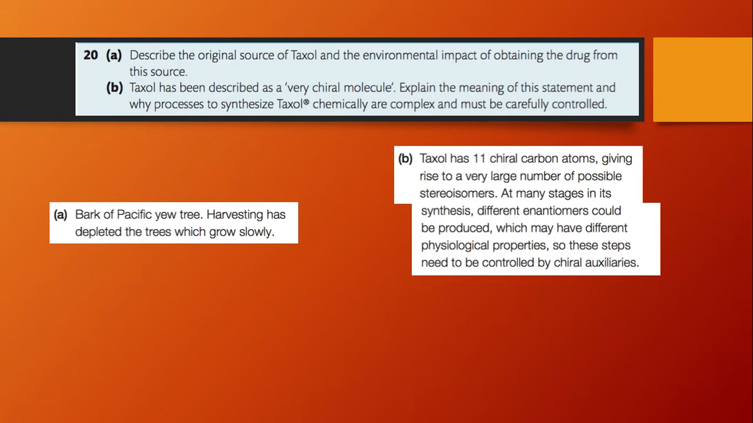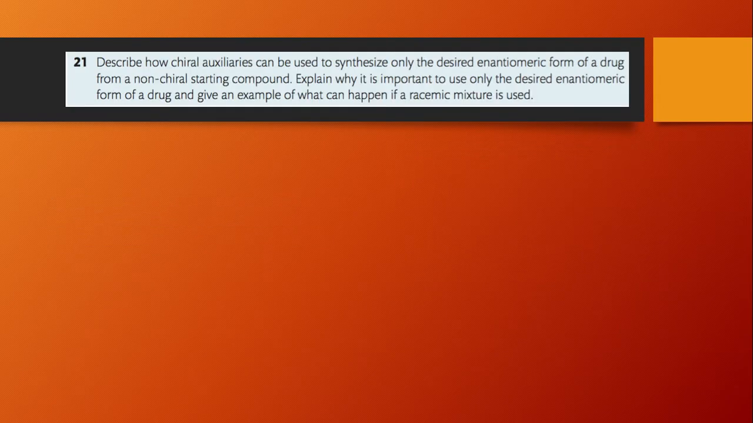At many stages in its synthesis, different enantiomers could be produced which have different physiological properties, so these steps need to be controlled by chiral auxiliaries. Okay, if you have all these different products, they might not produce the effect that you need in the body, the physiological properties.